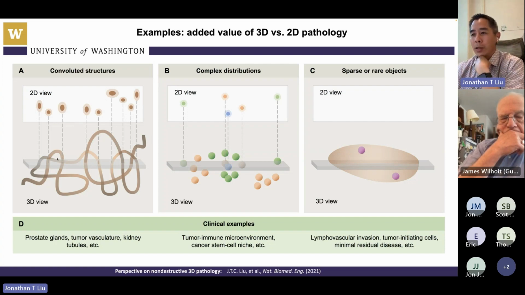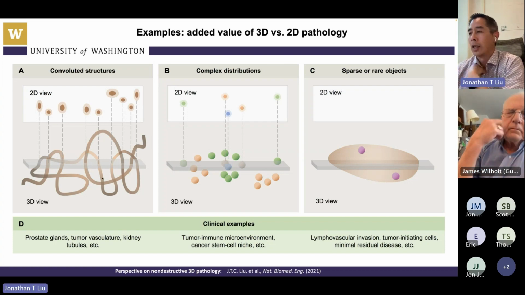But here are some examples, as I mentioned, with prostate glands, similar to blood vessels, they exist in these very convoluted branching tree networks. The 2D views, as I'll explain later, I'll give some examples, can be very misleading. And so being able to image this in 3 dimensions should be a lot more informative and accurate.